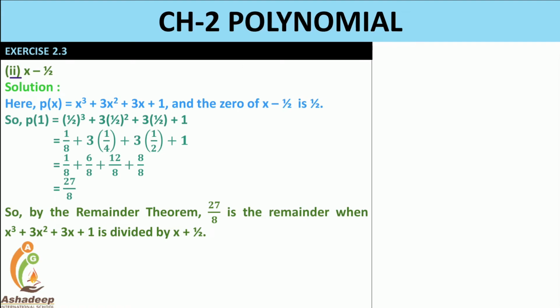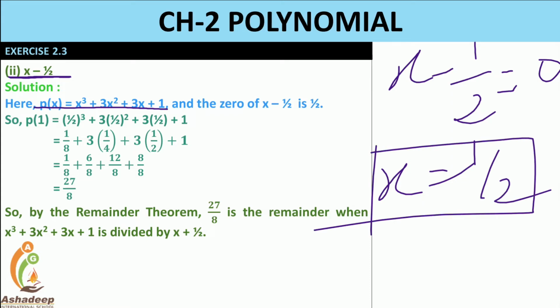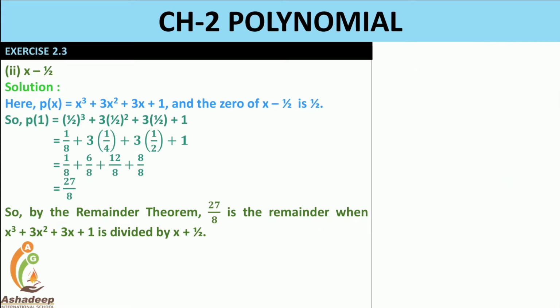Now, whether x minus 1 by 2 is a factor of the given polynomial or not. The polynomial is the same. Here I write it down. So x minus 1 by 2 is equal to 0, so x is equal to 1 by 2. Instead of x, you need to put 1 by 2. Here I put it.